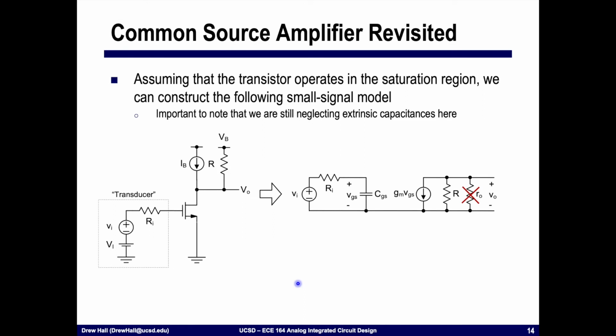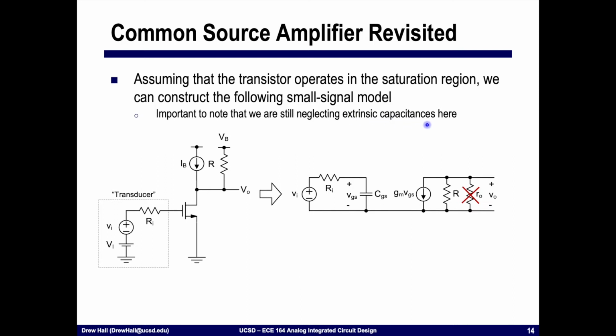All right, so let's go back to this example that we started off the lecture with, and let's try to understand exactly how fast this circuit can go. Okay? And so what I've done is we're going to construct the small signal model of this. We're going to assume that the transistor is operating in saturation. And to start off, we're going to neglect all of the extrinsic capacitances.